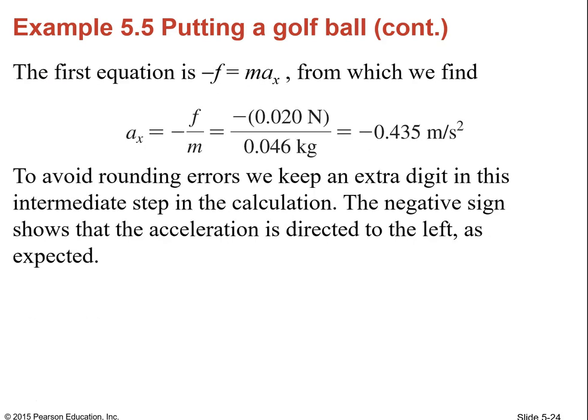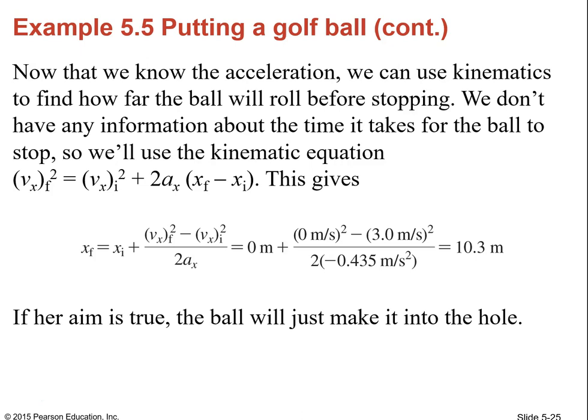All right. So we know that the net force is 0.02 newtons, and it's negative because it's slowing it down. We know the mass, so acceleration is force divided by mass. Negative 0.02 newtons divided by 0.046 kilograms gives us our acceleration of negative 0.435 meters per second squared. Okay, it's to the left for acceleration.